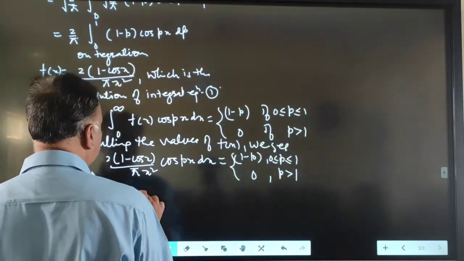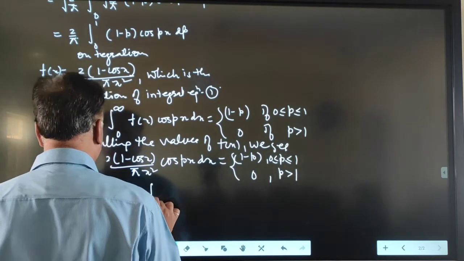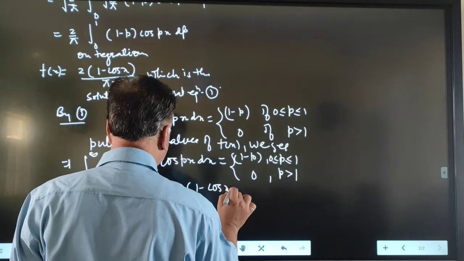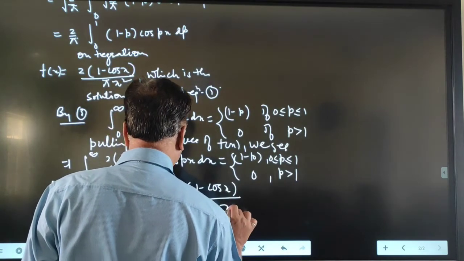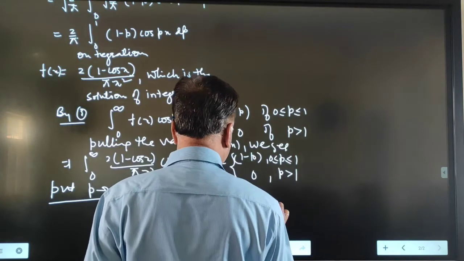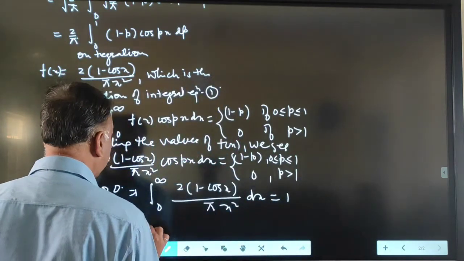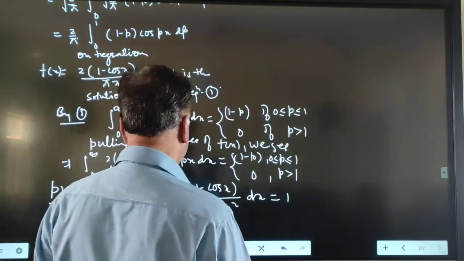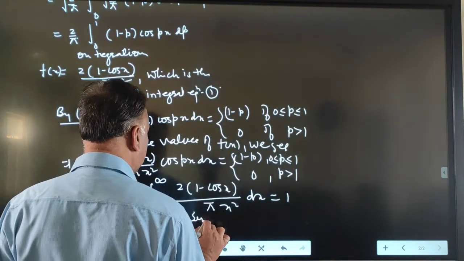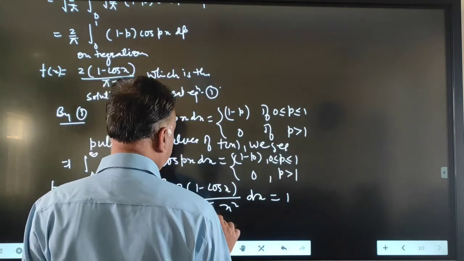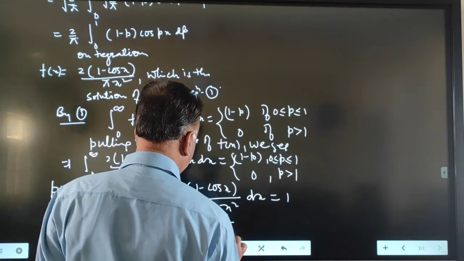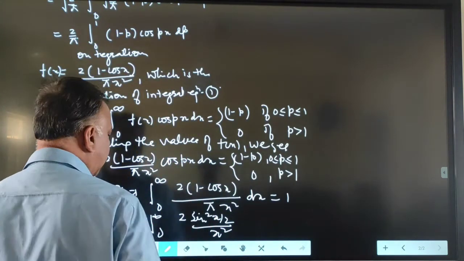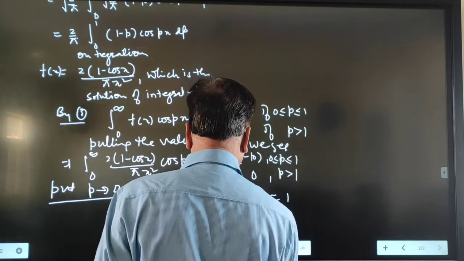So by putting p tends to 0, we get this integral 0 to infinity, 2 into (1 minus cos x) upon pi into x square, cos px is 1, dx is equal to 1. Or by solving this one, we get integral 0 to infinity, 1 minus cos x is 2 sin square x by 2, upon x square, and 2 upon pi is outside the integral, dx is equal to 1.